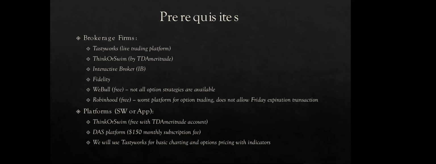If you join the class, we will follow the tastyworks platform. Some other platforms you will need for software: Thinkorswim, which you get free with the TD Ameritrade account. And you can use the Dash platform, which has a $150 monthly subscription fee, but I would not encourage getting that one, because at the beginning I would encourage everyone to reduce your cost.